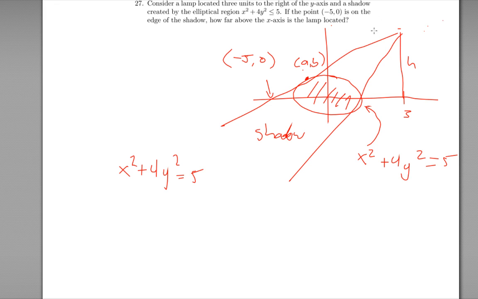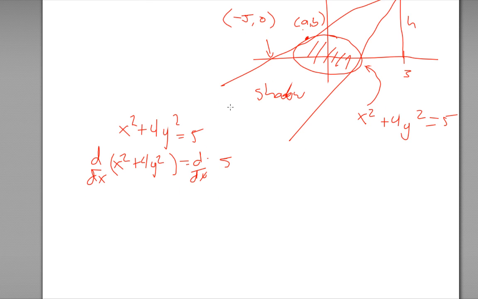Okay, so here's the question. Let's figure out the tangent line to this ellipse at the point (a, b). So we would like to know what dy/dx is. We're going to take d/dx of both sides of x squared plus 4y squared equals 5. So let's do that derivative.